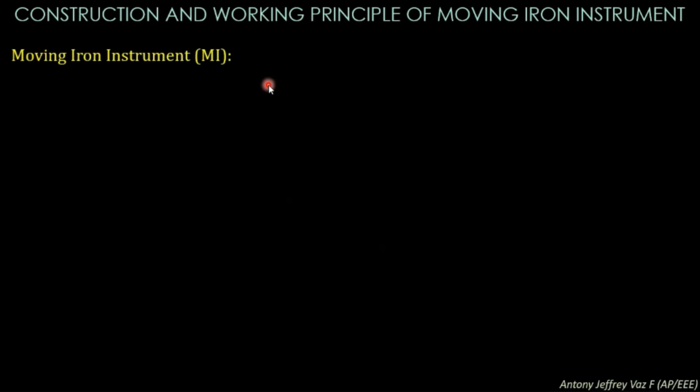Okay, moving iron instrument is basically an AC measuring instrument. Moving iron instruments can be used to measure current and voltage. Both ammeters and voltmeters are present in moving iron instrument. You can measure DC voltage using moving iron instrument, but the readings which you obtain will be incorrect.